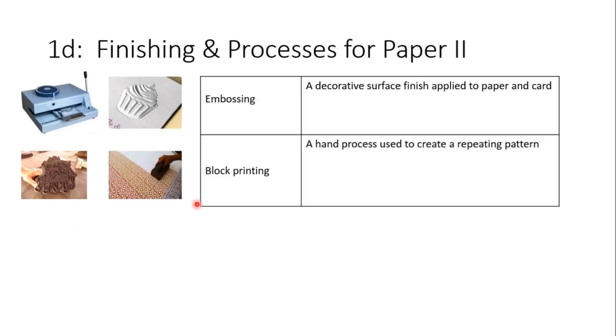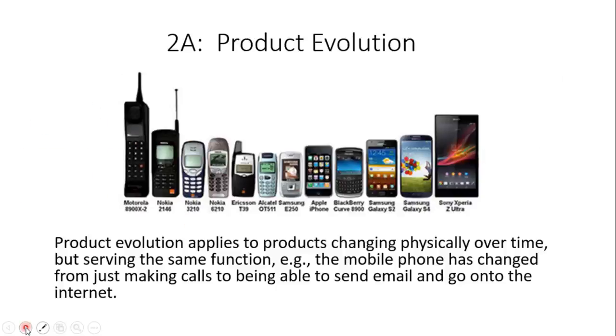And then block printing is quite an old process where you carve out the image that you want, and then you dip it into ink, and you can produce a repeating pattern on the paper, as in the case here. So it's a repeating natural pattern, like a flower, onto the surface. It can also be used to print onto fabrics as well. So that's block printing. So that would be question 1D.